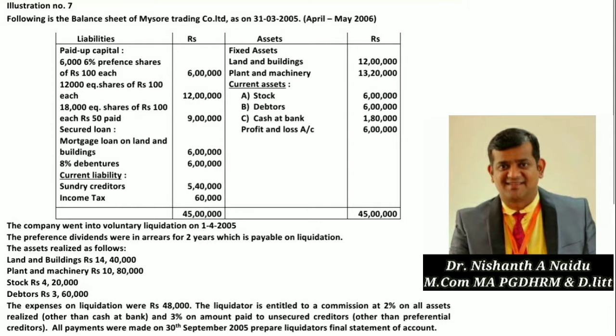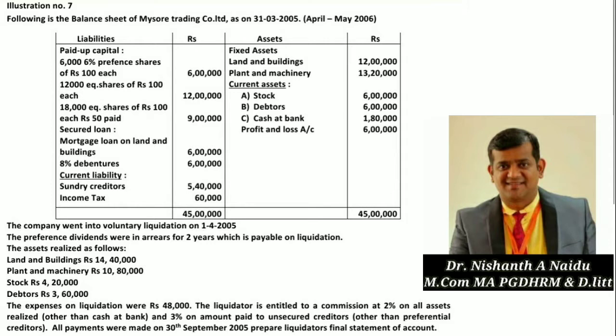Let us look into the adjustment part. The company went into voluntary liquidation on 1/4/2005. The preference dividends were in arrears for 2 years, which is payable on liquidation. Preference shareholders are supposed to get the dividend which is outstanding for the past 2 years. Those outstanding dividends have to be given on liquidation. So at the time of winding up, we have to settle that dividend part.